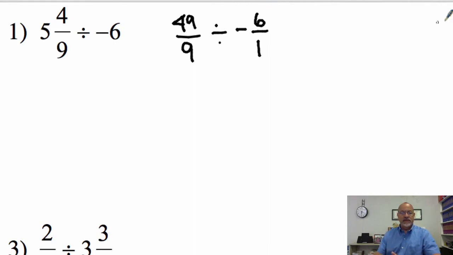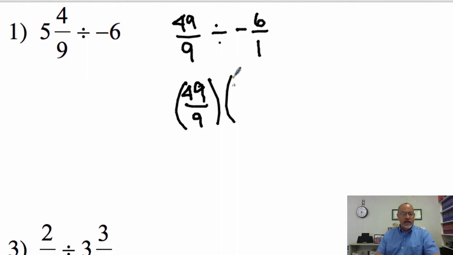And the next step of division, you remember, is to interpret this division sign. The division sign means to multiply by the reciprocal. So this means 49 multiplied by the reciprocal of this next number. So we're going to rewrite this expression, interpreting that sign. So we're going to have 49 over 9 times now the reciprocal of this. So we're going to flip that number over.